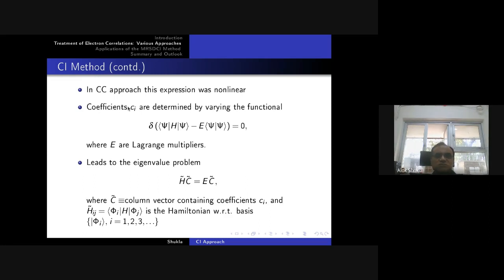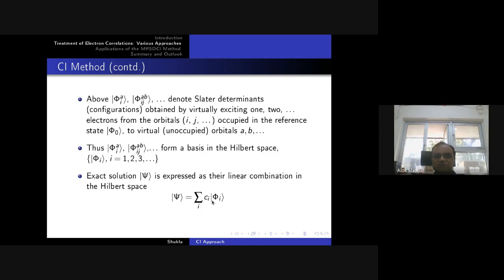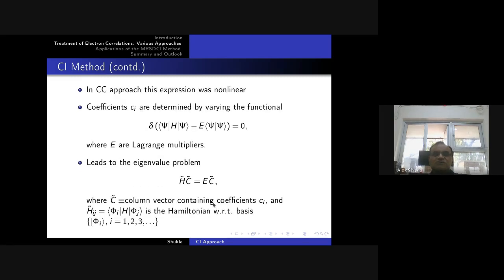Okay, so in case of coupled cluster, I repeat that the expression was nonlinear because of the exponential ansatz, but here everything is linear. So I just apply the Lagrange undetermined multiplier approach. I vary these coefficients. So the C_I's are now my variational coefficients. I vary these coefficients because my basis functions are fixed. I vary these coefficients so as to minimize the total energy. Because I am minimizing the total energy, it's a ground state approach, subject to the normalization constraint, and E is my Lagrange multiplier, which imposes that.